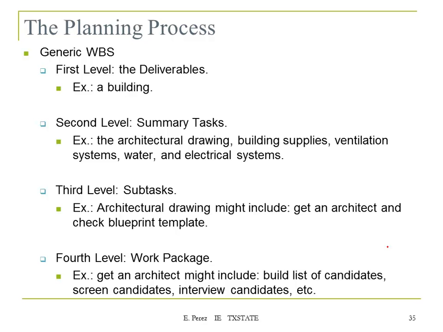So if you're planning a building, first level deliverables are building. Then for the second level, you're going to have a summary of tasks. So you need to come up with an architectural drawing, building supplies, ventilation system, water, electrical system. And then at the third level, you're going to have to find out an architectural drawing to address those issues. So you need to get an architect and check the blueprint template. And then at the fourth level, you might start finding an architect to address these design of the building. So you start from here, then from the lower level, you can achieve the actual deliverable, which is the building.